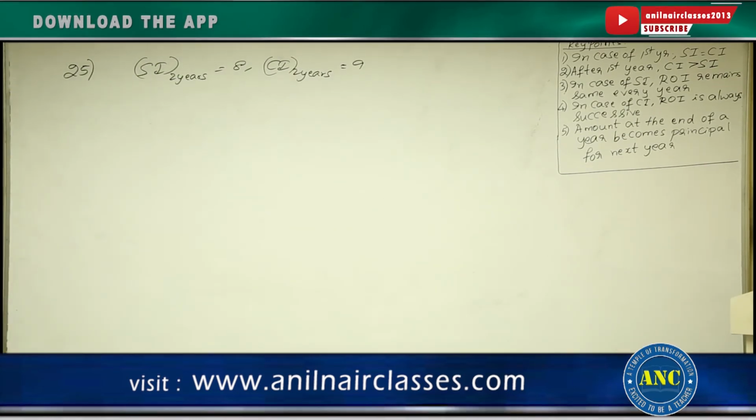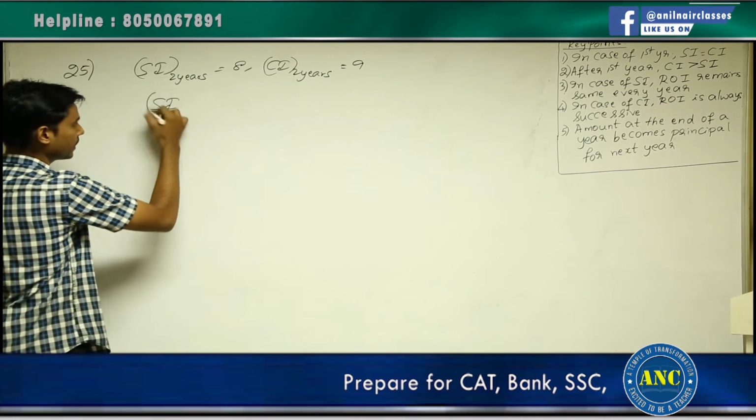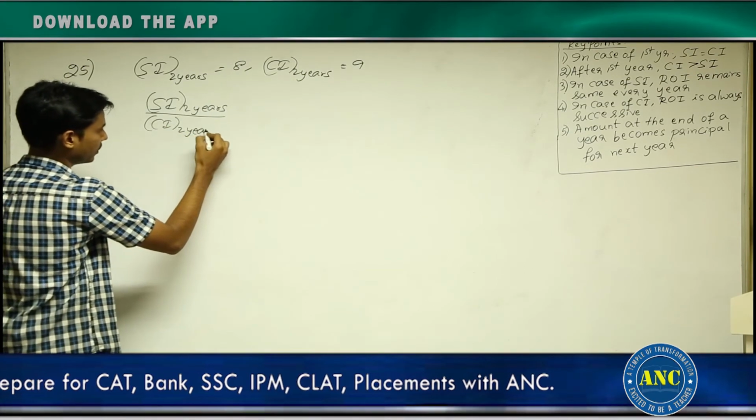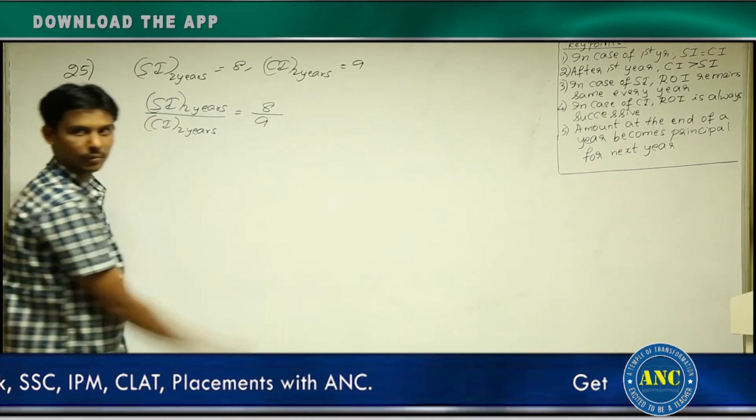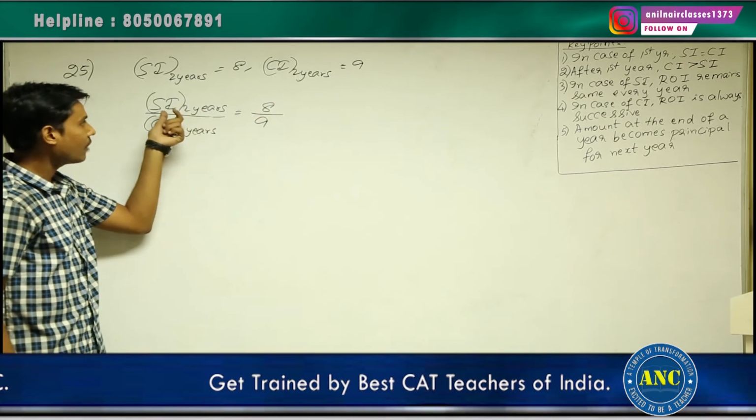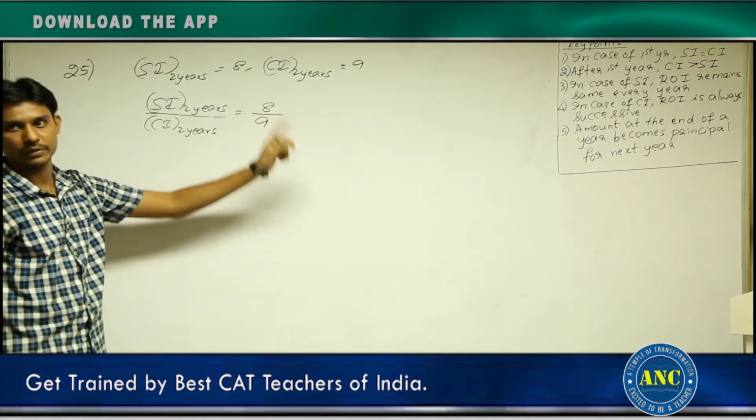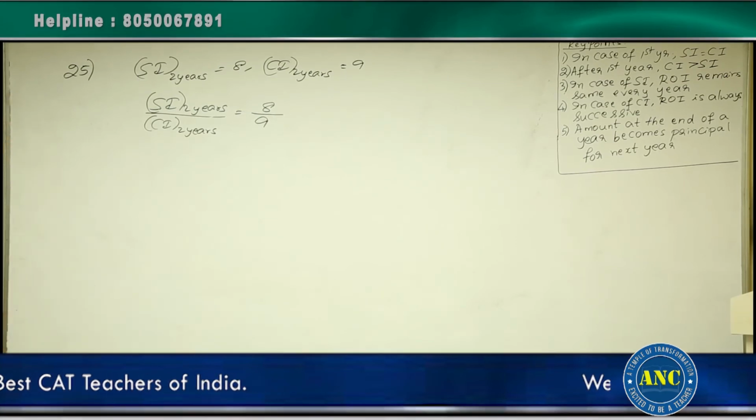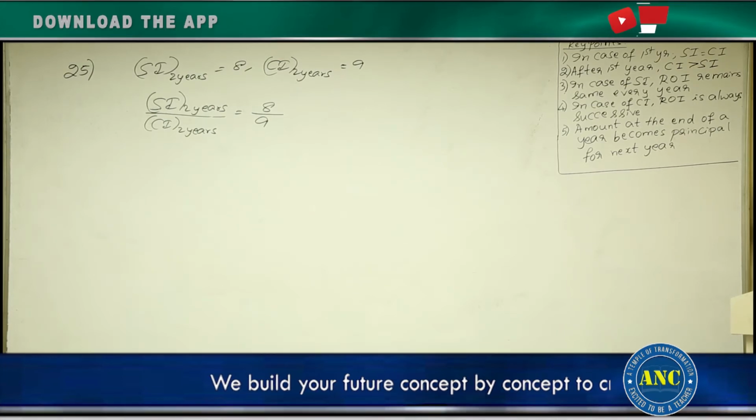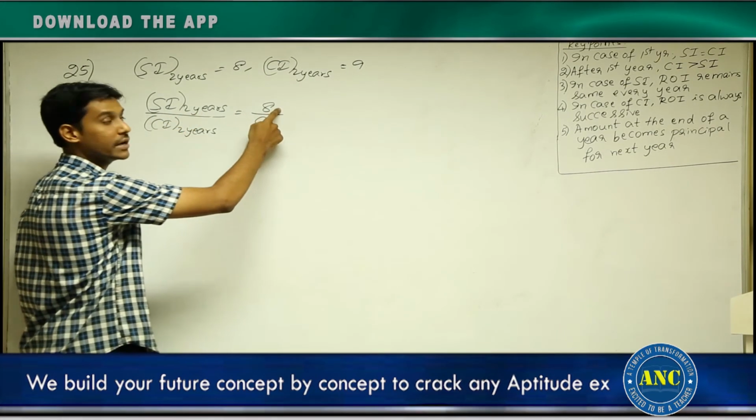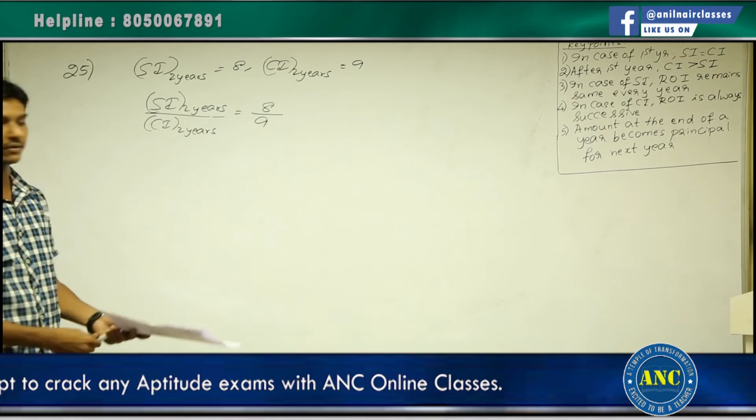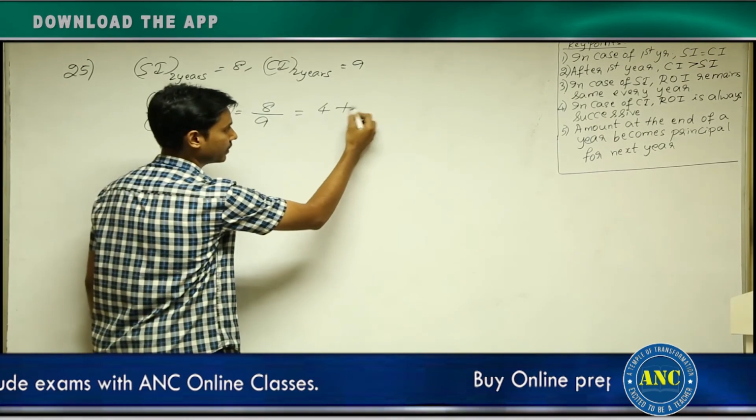Everyone please look at the board. Let me divide one by the other: SI for 2 years divided by CI for 2 years is nothing but 8 by 9. What is the meaning of SI for 2 years being 8 rupees? After 2 years, I am giving you an extra amount of 8 rupees under simple interest. If I give 10 rupees extra for the first year, the second year also I should give you 10 rupees only, right? For 2 years I am giving 8 rupees totally. Every year how much will I give? It should be divided in equal installments, 4 and 4.